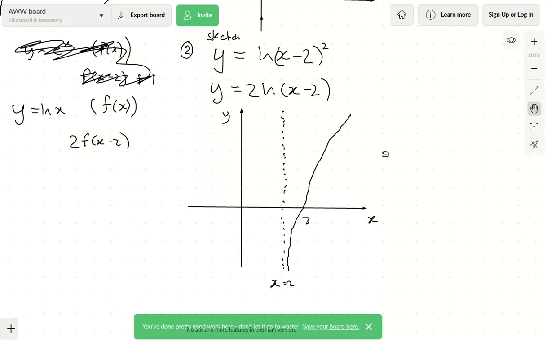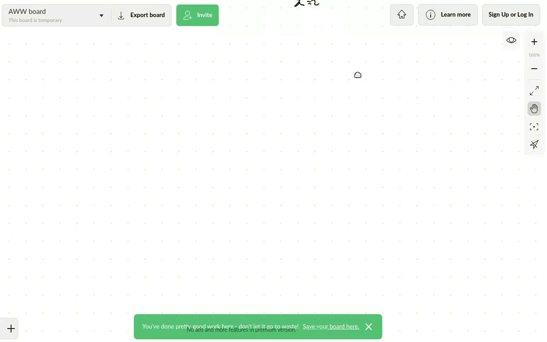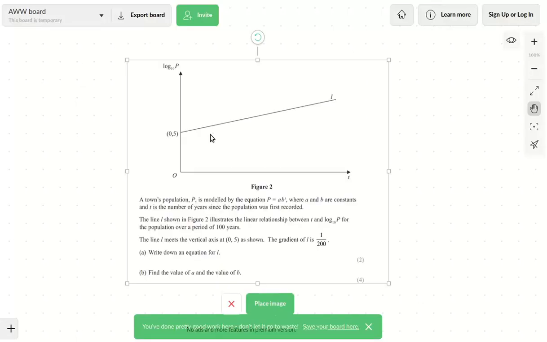Okay, that was just a little bit of graph sketching which I wanted to talk about. The second thing I want to discuss is a different kind of question anyway, and I'm going to pop it on the page. This is a log question from, I can't remember where, sorry, struggling with the IT here. I tell you what, I'm going to place it there, and I'm going to zoom in. That would probably be the best idea. There we go.